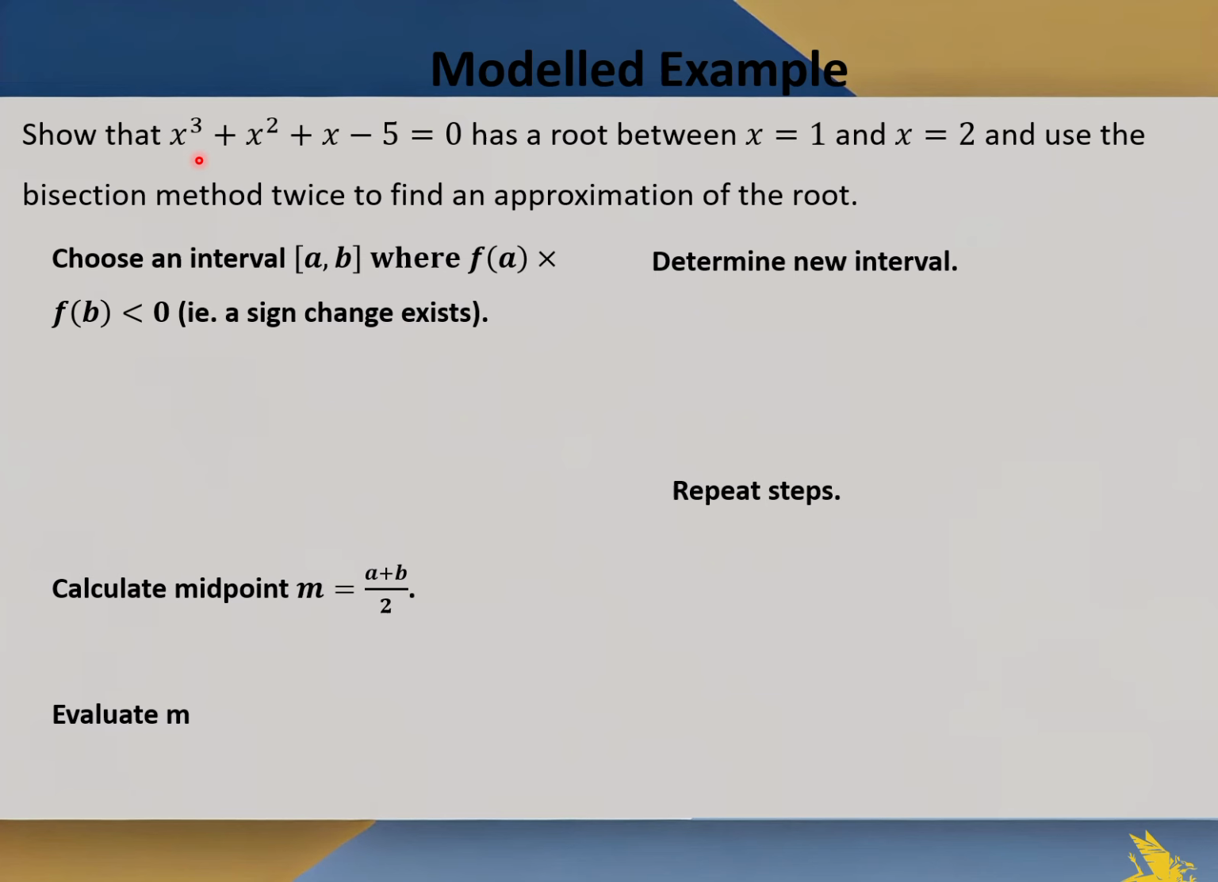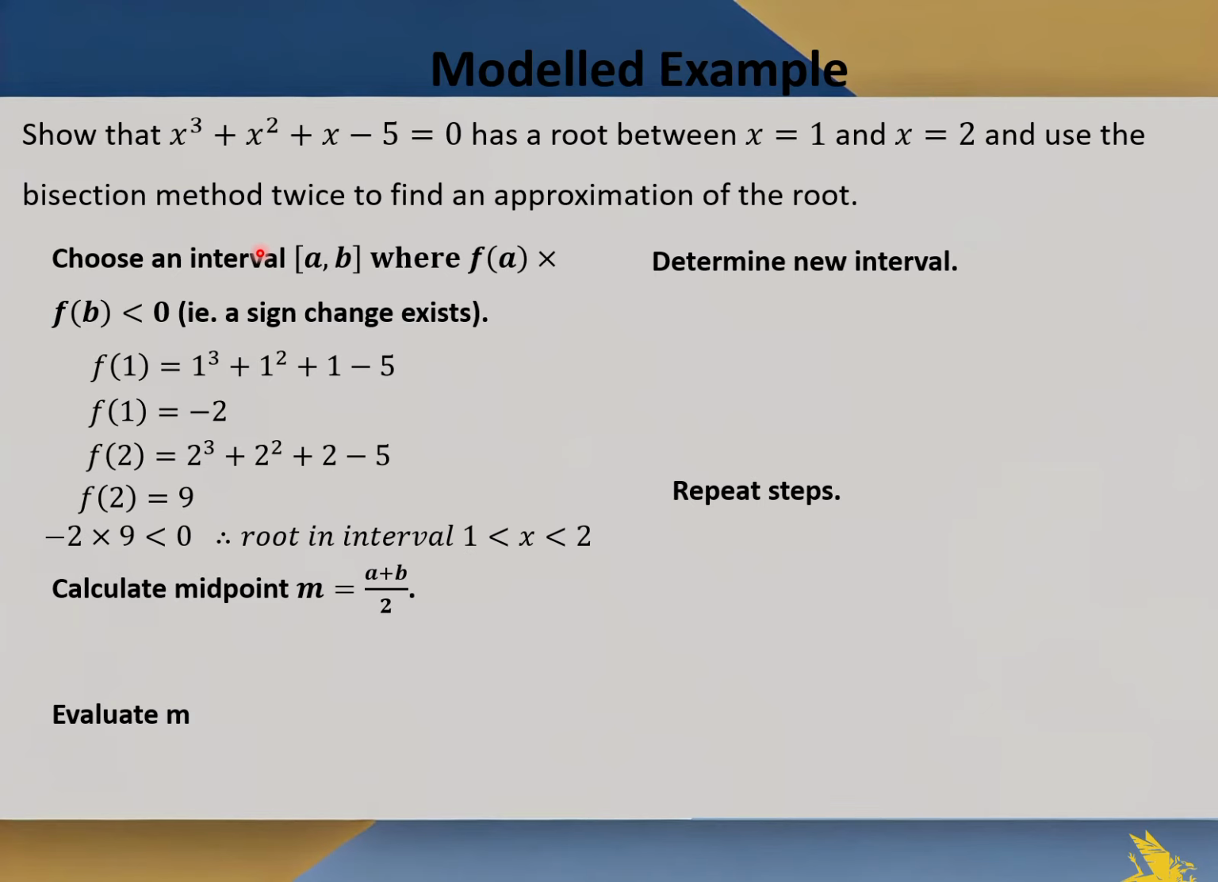So the first thing we need to be thinking about is we need to evaluate for when x is 1. So I substitute 1 into my equation, and that will give me negative 2. Then I look at the next x value, and I substitute 2 in for x, and I'm going to get 9. If I times those two values together, it gives me a number less than 0. Therefore, there is a root between them.